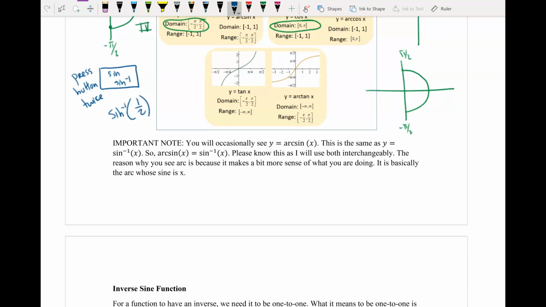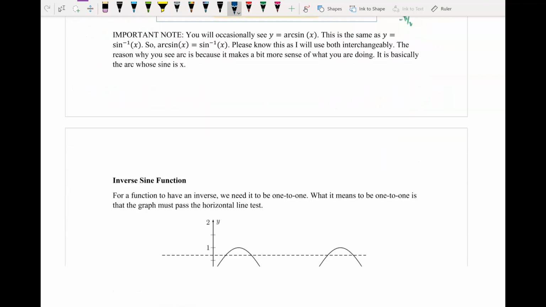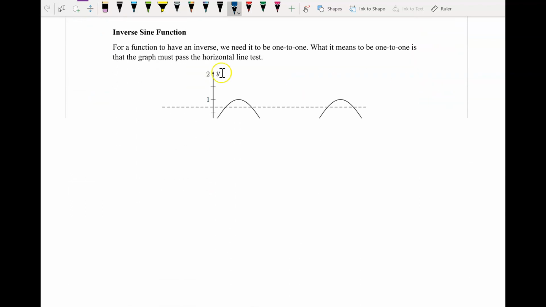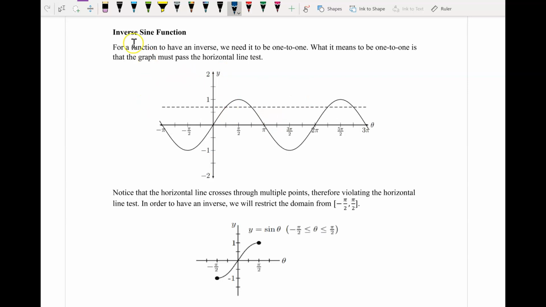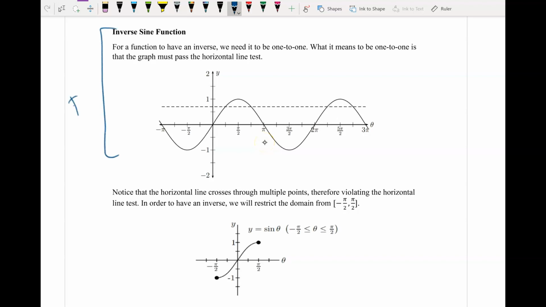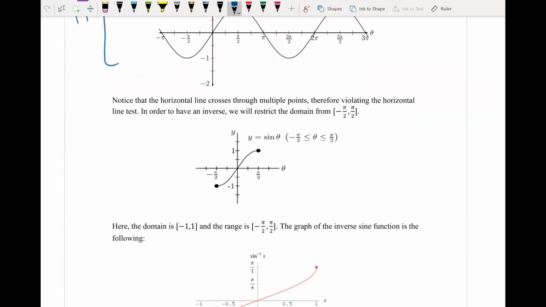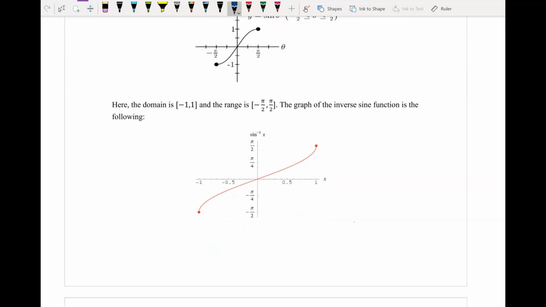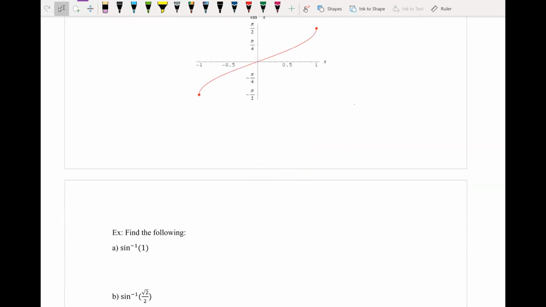And then the next thing that you're going to see is a little more information. This is more of an FYI, telling you a little bit more about how we constructed the sine curve. The only thing that you really need to know is the domain and the range. That's what I really care about: the domain is -1 to 1, and the range is from negative pi over 2 to pi over 2. So we're only looking at that.